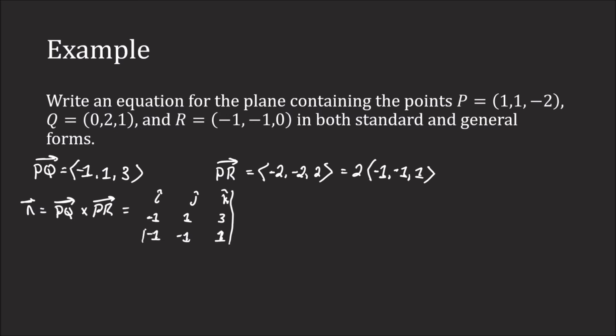And remember, if I use properties of cross products, I can just multiply the cross product of minus 1, 1, 3, minus 1, minus 1, 1 by 2. So we get 2 times 2 minus 1 and 1. I'm sorry, 4 minus 2 and 2. Factor out another 2 and we have 4, 2 minus 1, 1.